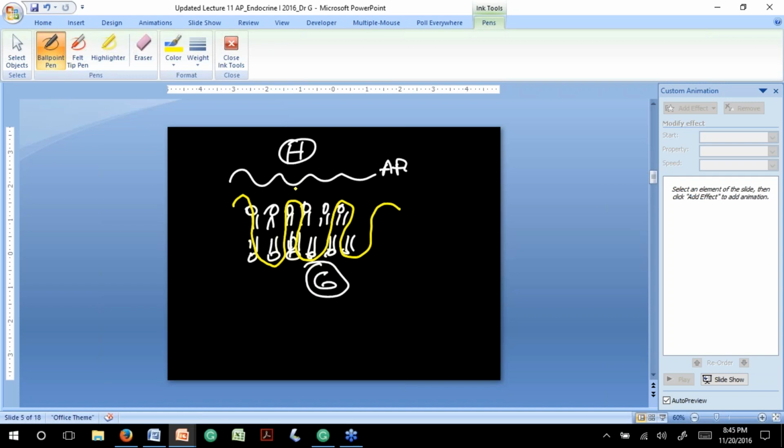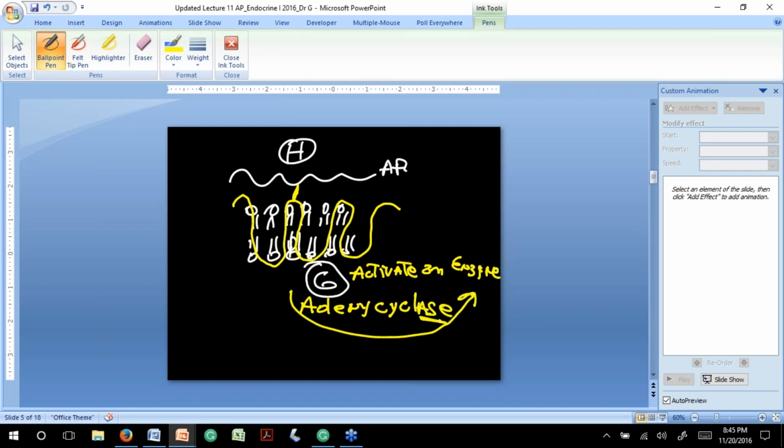When the hormone is touching the transmembrane protein, they're going to activate the G protein. The G protein is going to activate an enzyme. This enzyme is called the famous adenyl cyclase. And remember, -ase means enzyme. So we have the adenyl cyclase, and what is it doing?